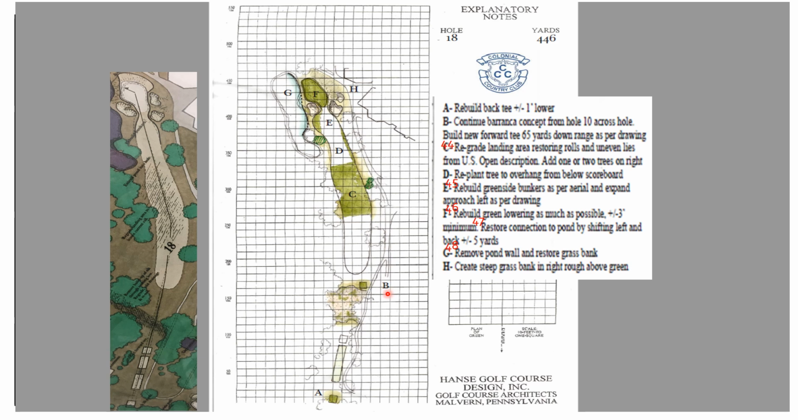So a new tee here, some fairway rolls established, taking the wall out and making this watershed a lot more natural looking, and then reestablishing a little bit of a left side here and getting the green down.